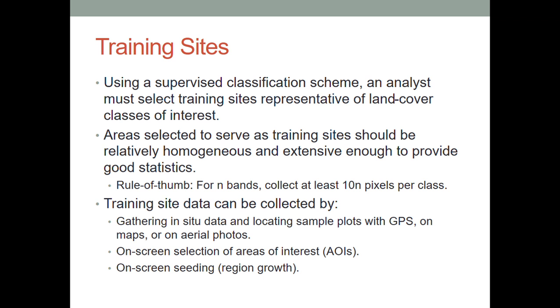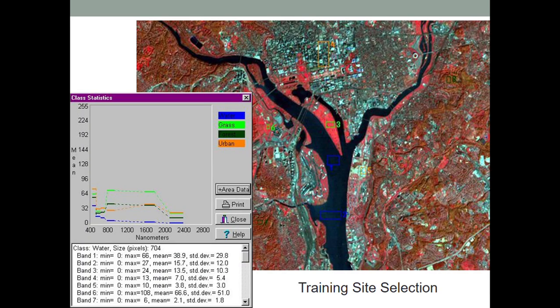This is the first step, where we capture the raw data, and after that we do the on-screen selection of areas of interest. This is what we will do during the lab, using on-screen selection, or through the region graph if you have multiple images. So this is training site selection.